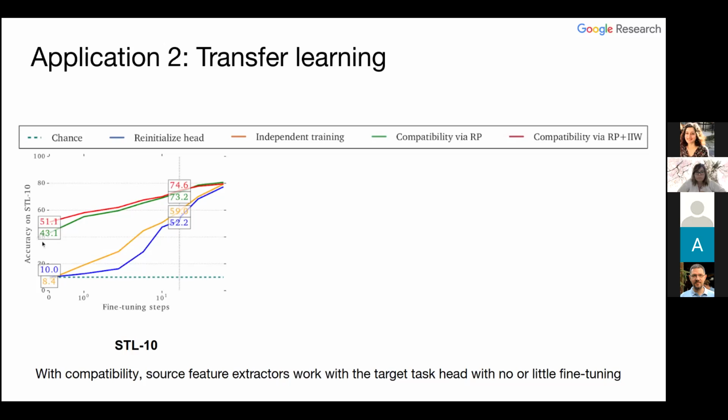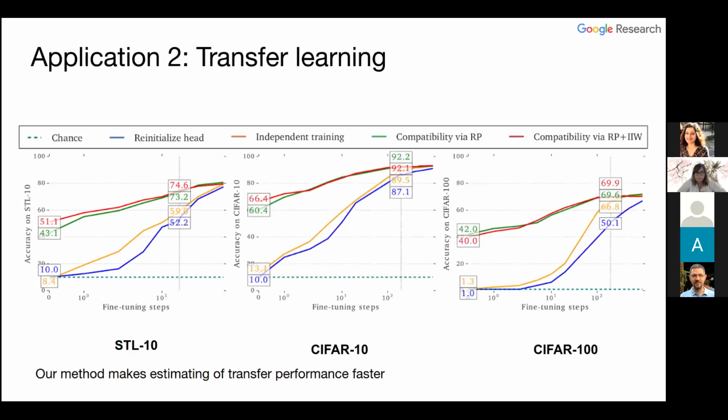However, if you train them to be compatible, these parts, then you can directly test this new model combination, get an estimate of how suitable the source feature extractor is without any fine-tuning. And then, of course, you can fine-tune this new combination, and performance will improve for both cases. And eventually, they would converge to the same point. But for ours, you need much less fine-tuning. And this is kind of a pattern or a result we see on all the data sets we tested. We also tested on CIFAR-10 and on CIFAR-100.